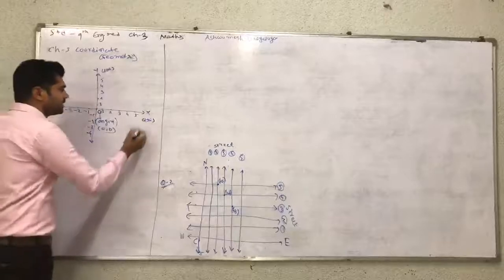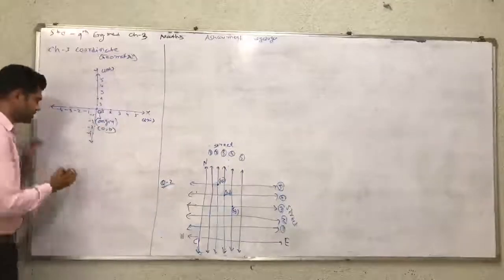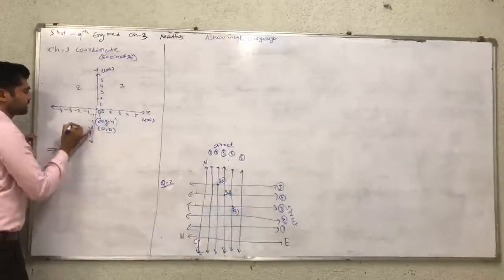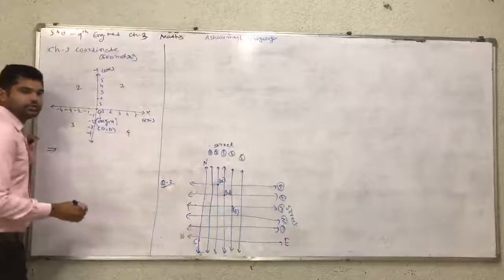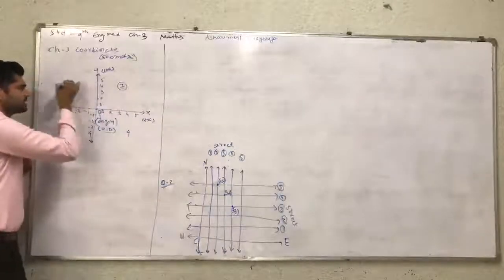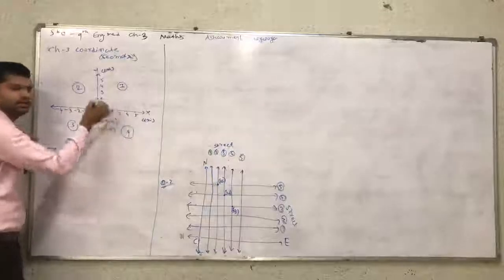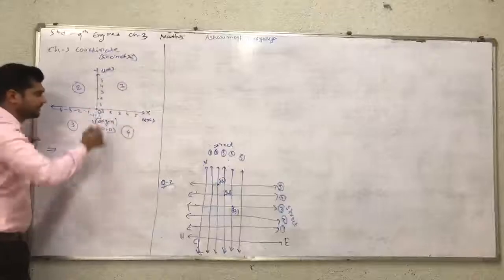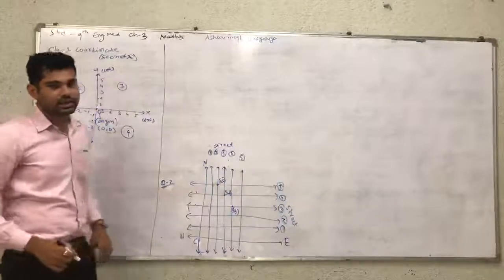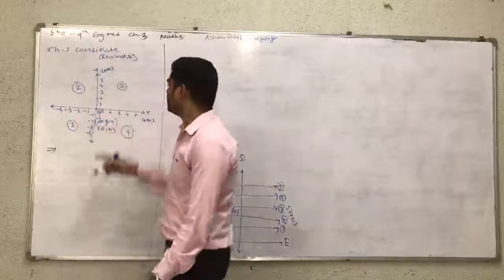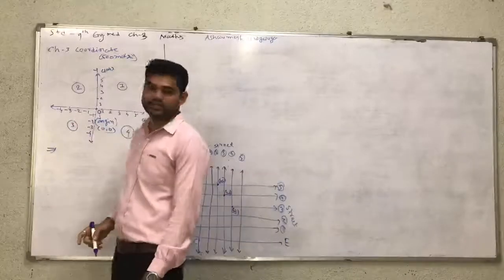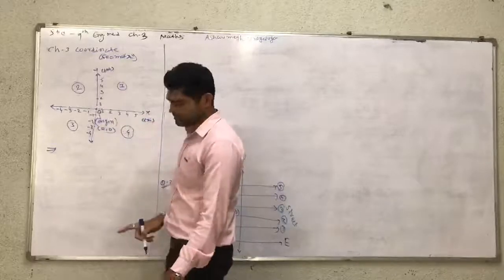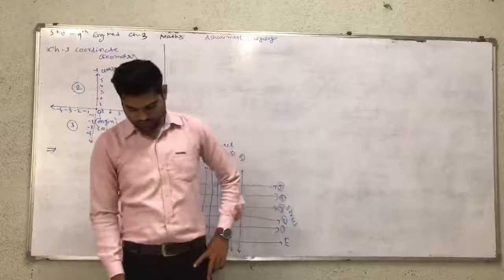Now the plane is divided into 4 parts: first, second, third and fourth quadrant. One line is horizontal and the other is a vertical line. The representation of this horizontal and vertical line is the x-axis and y-axis.